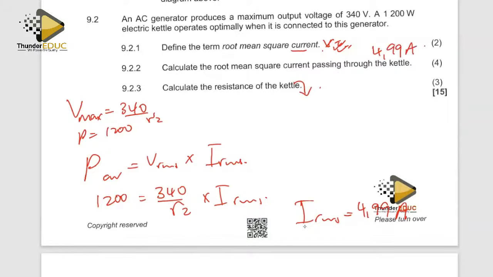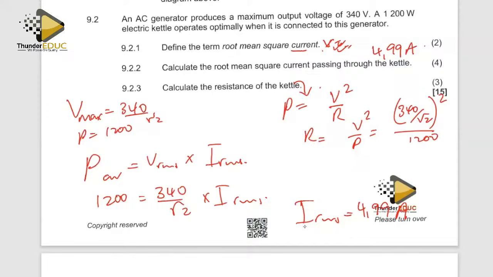Then they want us to get the resistance within the kettle. So you can say resistance is V squared over R, meaning that the R is gonna be V squared over the power. Now we know that our V squared, we're looking at the V RMS, okay, which is 340 over square root of 2. This is squared. We're dividing it by 1.2, meaning that that resistance of ours is more like 48,17 ohms. Okay, so that is what I would have done with question number 9.